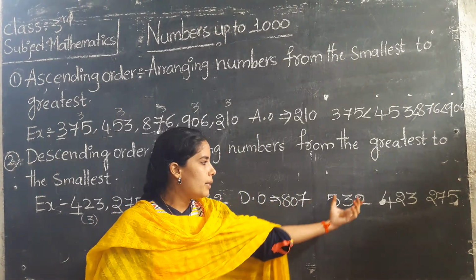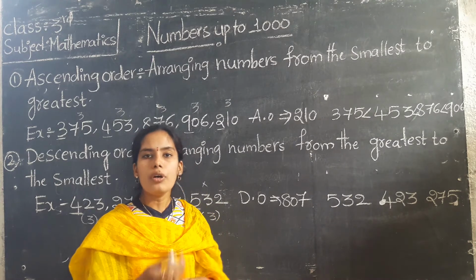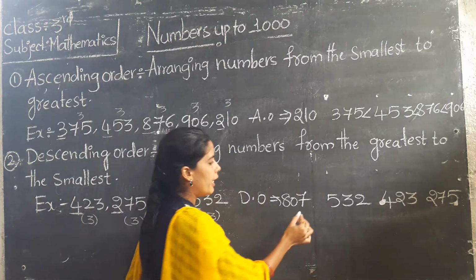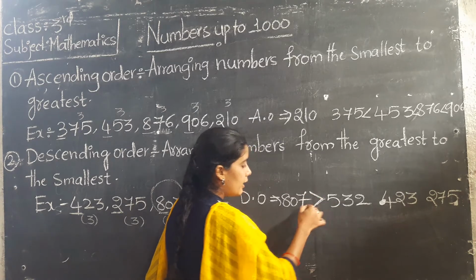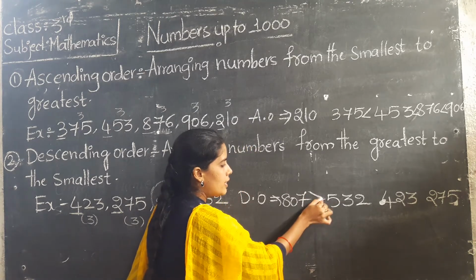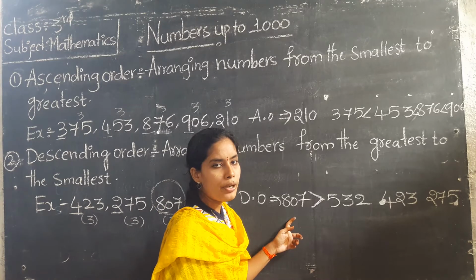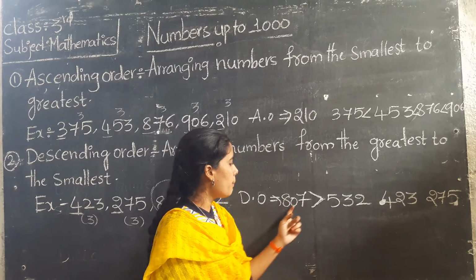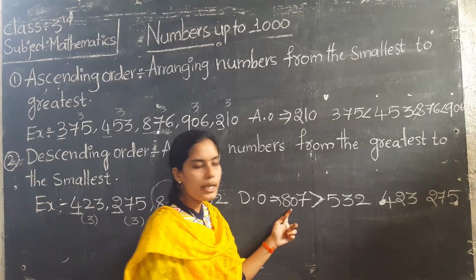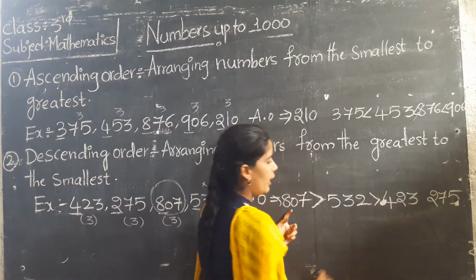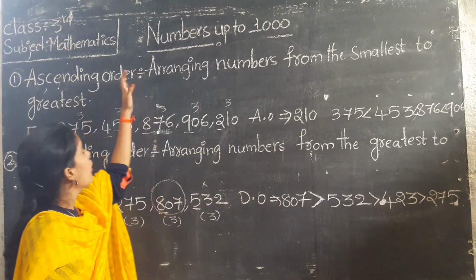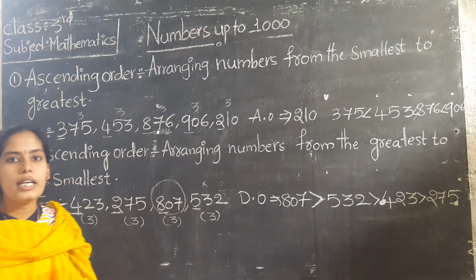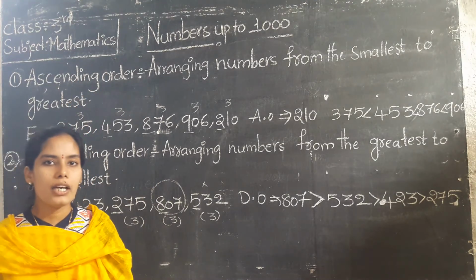We have to arrange the numbers from greater number to smaller number. So here we have to use the symbol greater than. Always the crocodile's mouth opens toward the big number. To compare these two numbers, 807 is the big number. In the same way, we use the symbol. Like this, we find the ascending order and descending order.